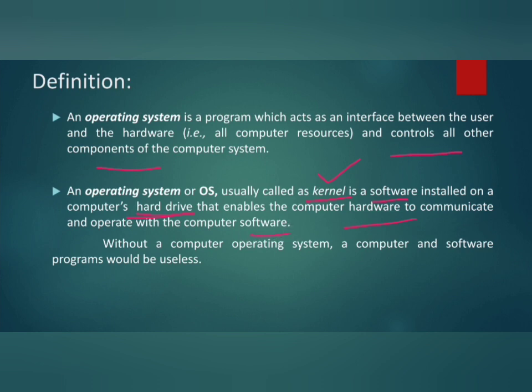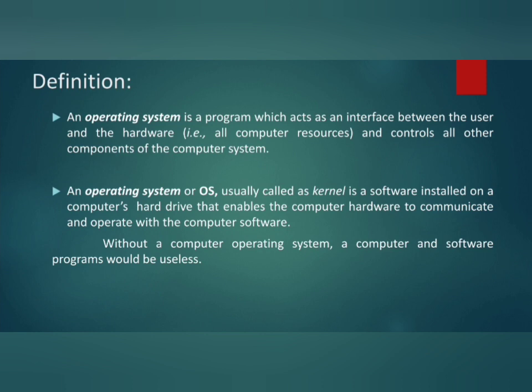So every hardware needs a driver, or it needs a software to operate. So how will this hardware and software communicate with each other? With the help of operating system. So without a computer operating system, a computer and software programs would be useless. So this is the basic definition of operating system.